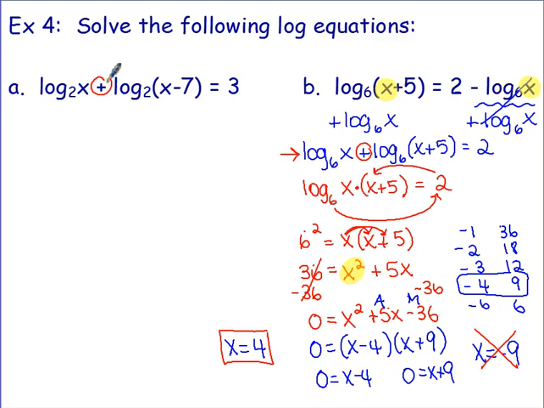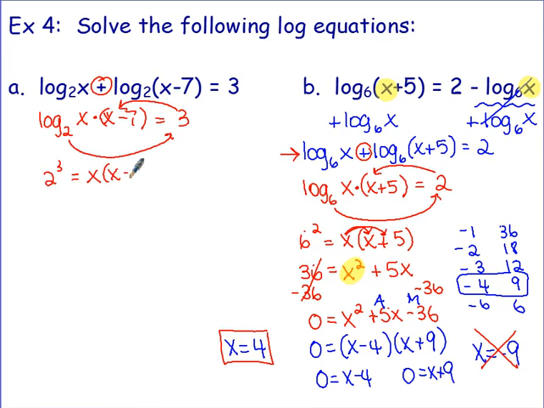So plus sign changes to multiplication. So log base 2 of x times x minus 7 equals 3. Now we're going to circle. 2 circles to 3, which circles back to all the mess. So 2 to the third equals x times x minus 7. 2 to the third is 8.